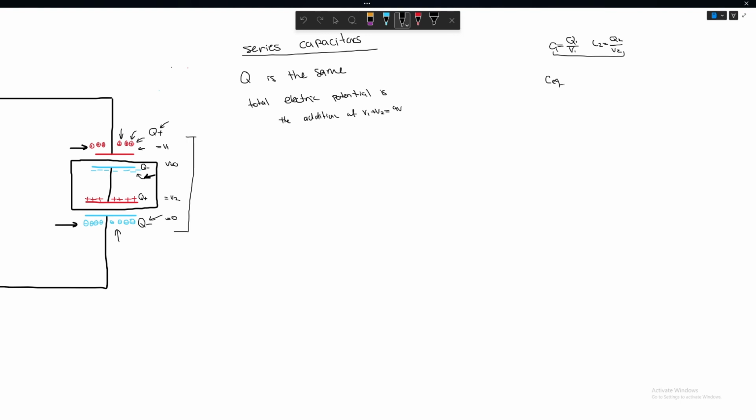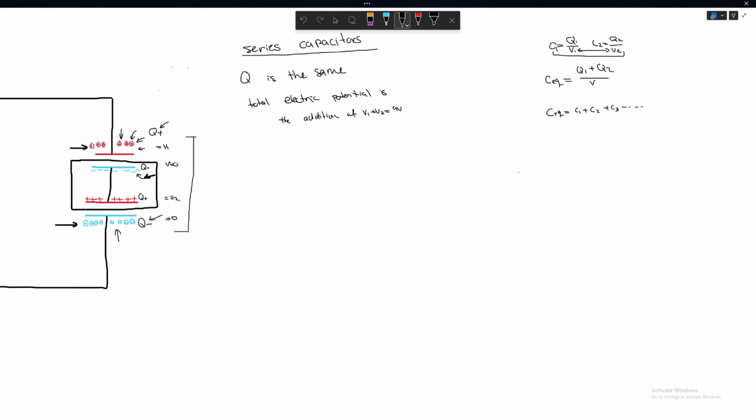And I said, if I want to combine these into one, then I can just say, well, these V's, since they're the same in parallel, I'm talking about parallel here. Since they're the same in parallel, then that's just Q1 plus Q2 over V, because the V is the same. And so this is the same thing as saying C1 plus C2 plus C3, and so on.